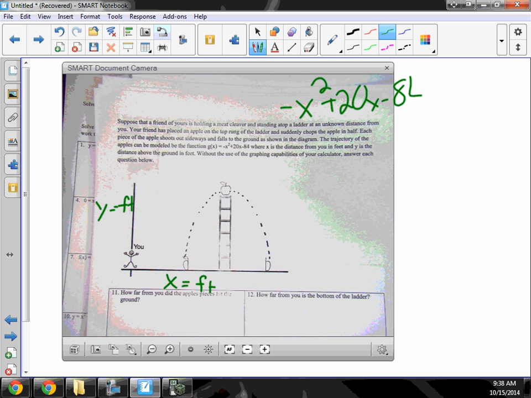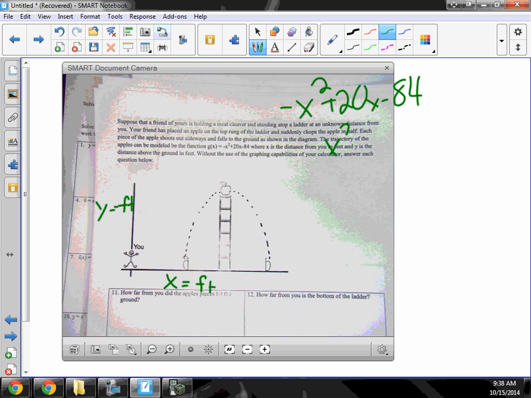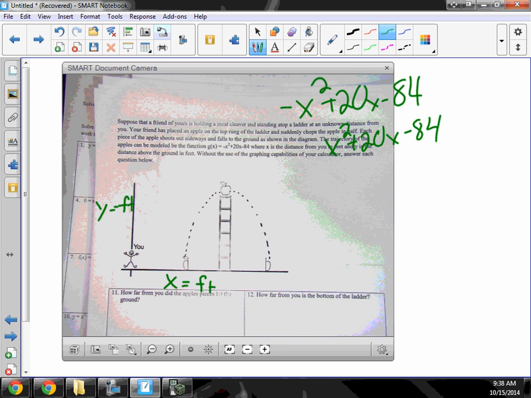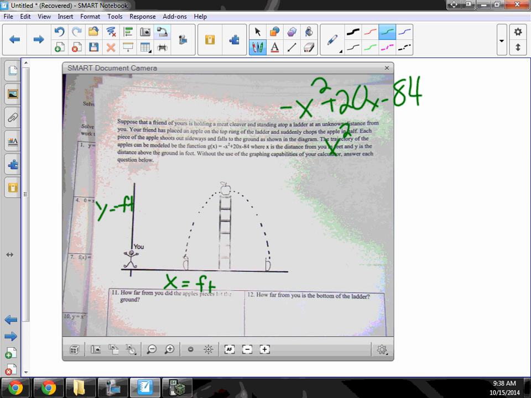If I tried to factor that, I'm running into a problem right at the beginning. We have a negative x squared. How would I fix that? Change all the signs to x squared plus 20x minus 84. Is that going to change the graph? Oh, I wasn't paying attention. So how about x squared minus 20x plus 84? There we go.